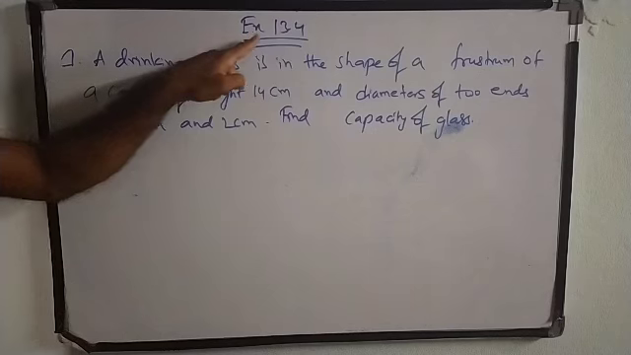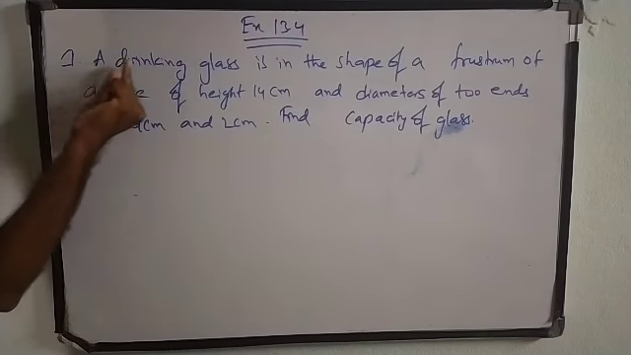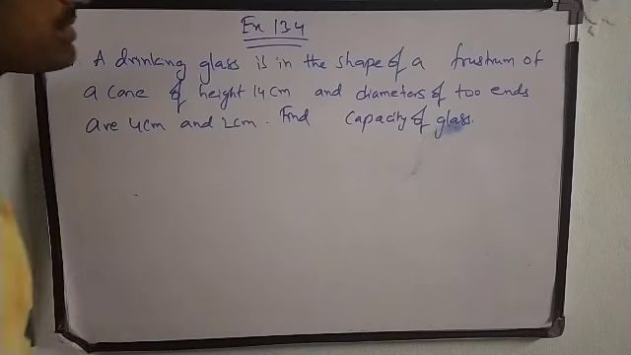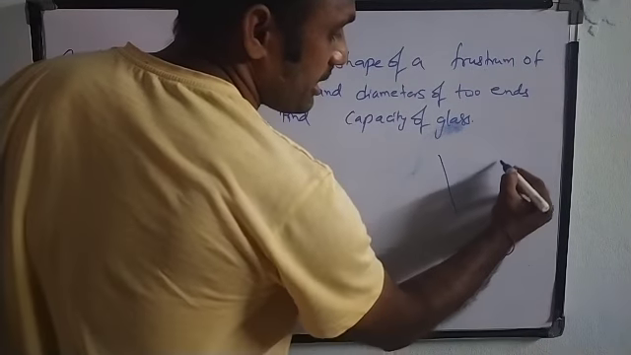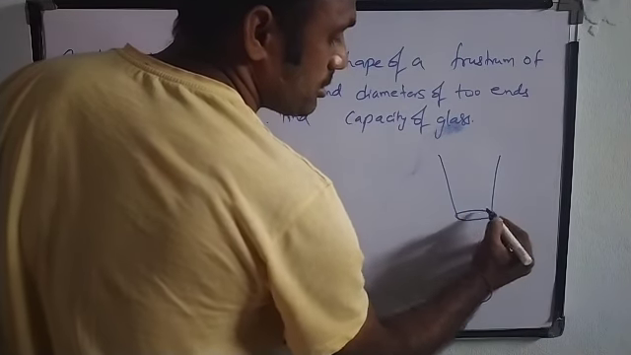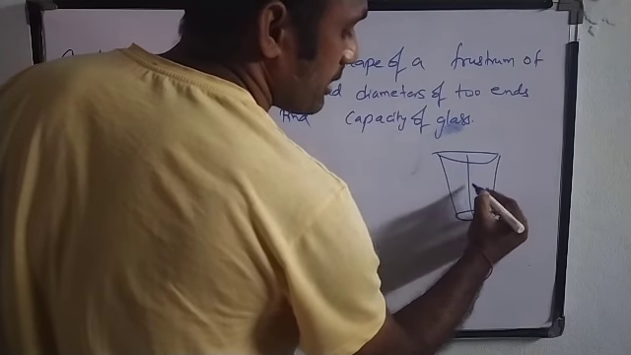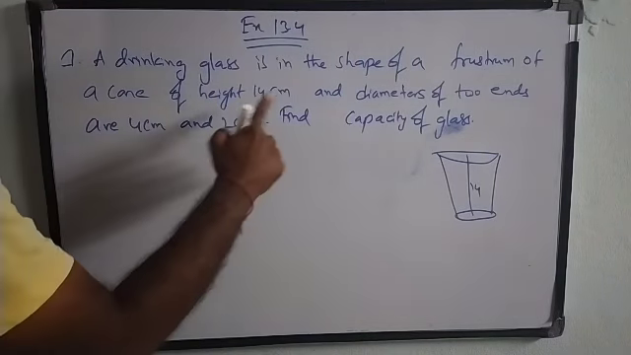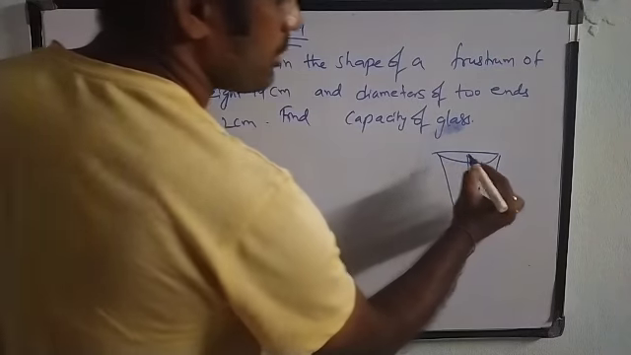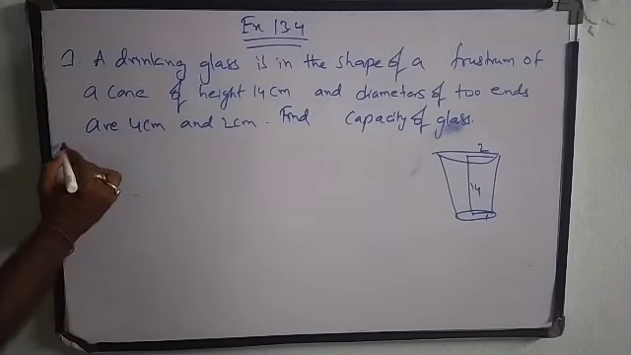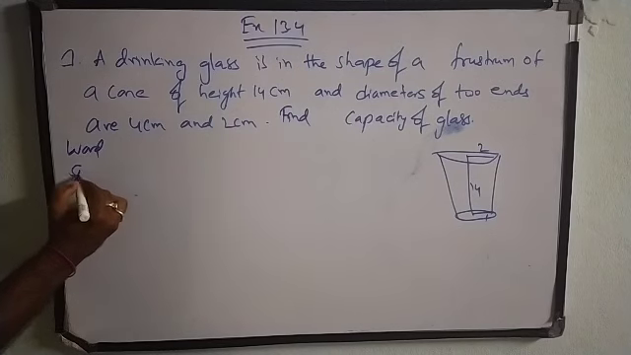So here the question, exercise 13.4, first question. A drinking glass is in the shape of a frustum of a cone of height 14 centimeters. So this is a drinking glass, let us suppose. So here the height of the drinking glass is 14 and the diameters of the two ends are 4 and 2. So it will be 2, here it will be 1. So let us start doing the solution.